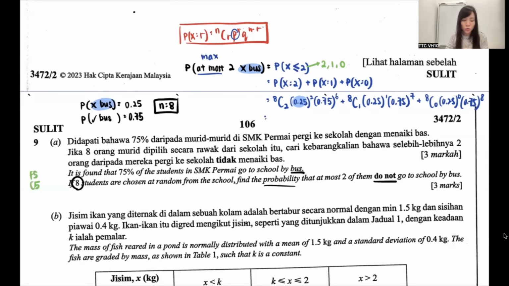So 8C2 times 0.25 squared times 0.75 power 6. This one I'm getting 0.3115. Next one, 8C1 times 0.25 times 0.75 power 7. This one I get 0.2670. Next one, 0.75 power 8. I'm getting 0.1001. All the answers add together, 0.6786.